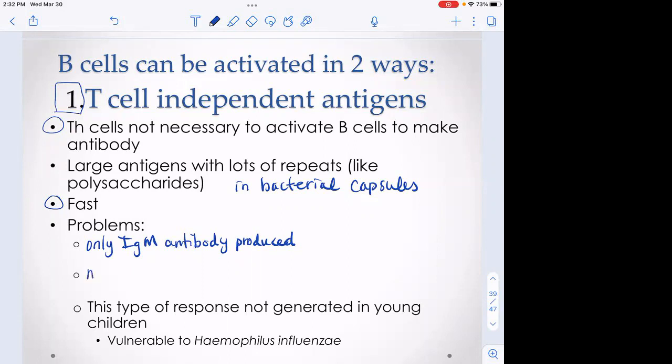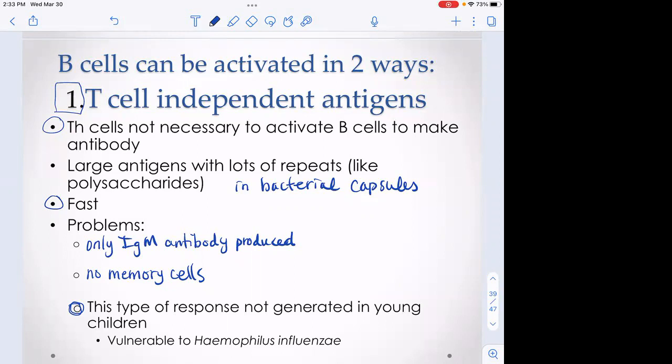And there are no memory cells produced. If this is a really fast response, maybe that's not a problem, because the idea with memory cells is that activation can happen right away. But there's no memory. The third problem is that young children don't have a very good response to these antigens. Kids up to age 2 or 4, perhaps, have very immature B cells, and they don't recognize these kinds of antigens very well.